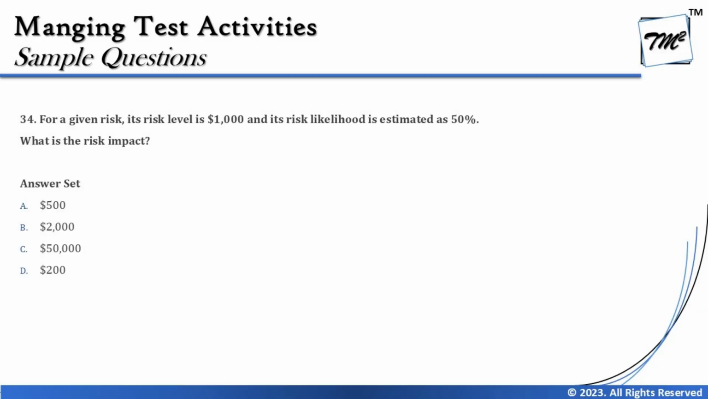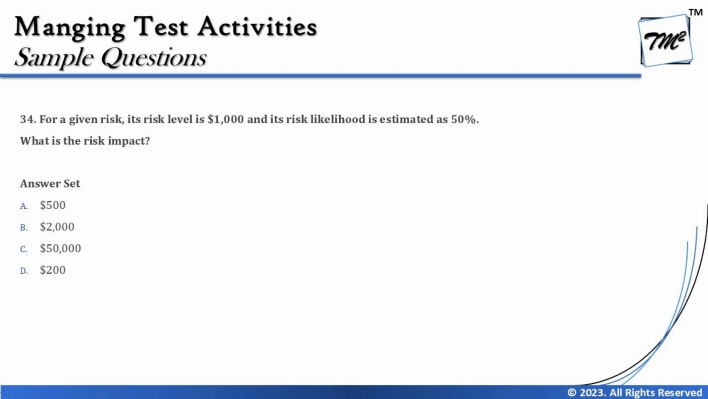The next question we have for you is question number 34. And this question says, for a given risk, its risk level is $1,000 and its risk likelihood is estimated as 50%. What is the risk impact? Keeping it a little straightforward, it's a formulation thing. Number one, we should know what is the risk level. Risk level is a combination of impact and likelihood, where impact and likelihood are multiplied to get to the answer.